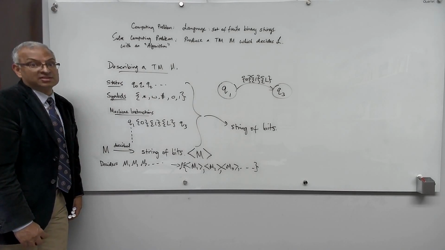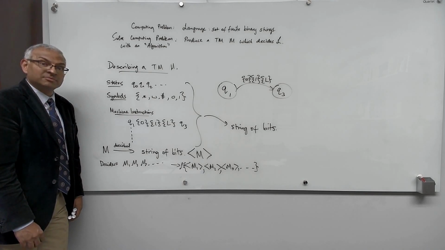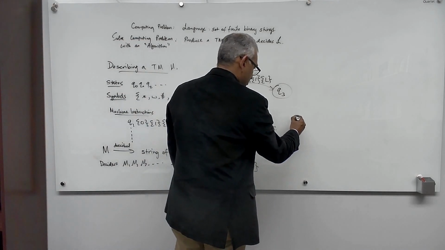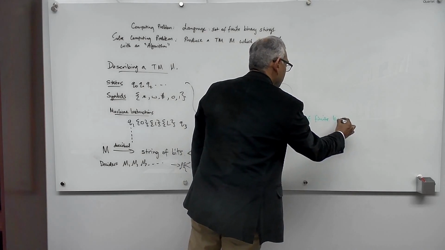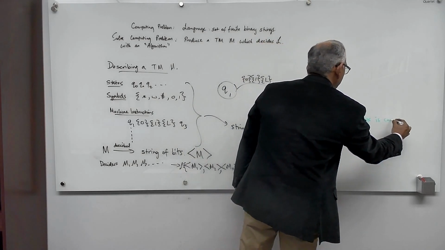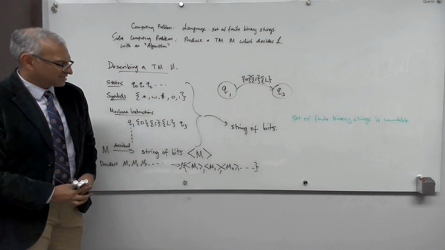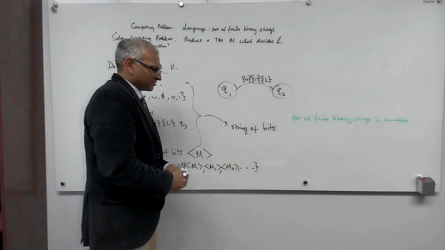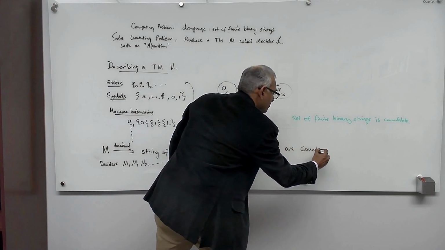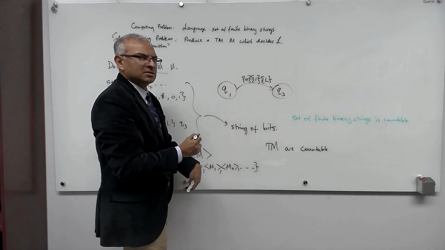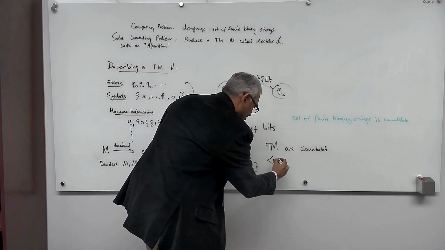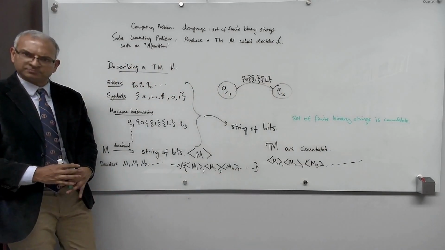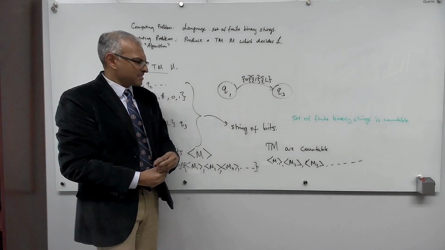When we started this module on the theory of computing, we said that the cardinality of the set of finite binary strings is countable. That means, since the Turing machines are just a subset of the finite binary strings, the Turing machines are countable. They can be listed. There's a first Turing machine, the simplest, and the second Turing machine, and the third, and so on. Turing machines are countable. They can be listed.